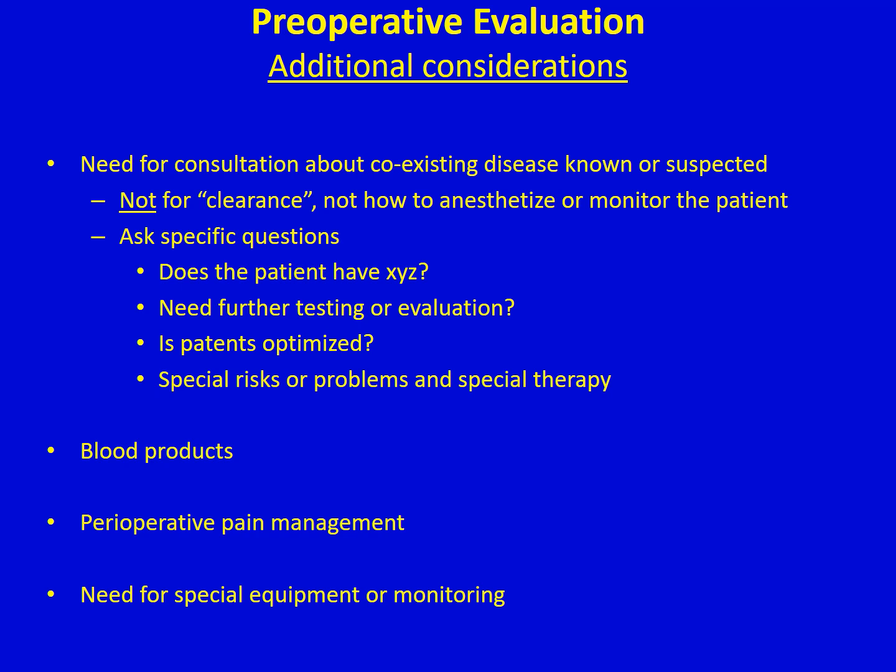Another consideration is blood products. Do these patients need blood products ordered preoperatively? A third consideration, which should start in the pre-op evaluation, is perioperative pain management. You should discuss this with the patient. And finally, you need to think about what special equipment or monitoring might be required during their anesthetic care.